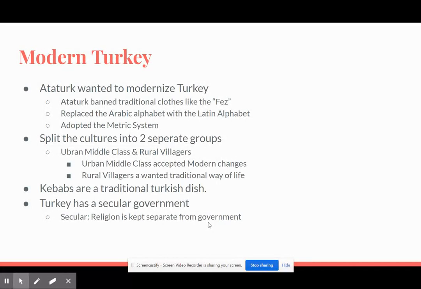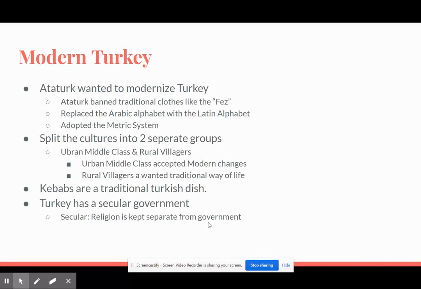This split the cultures into two separate groups, the urban middle class and the rural villagers. We talked about this last week. The urban middle class accepted the modern changes. So if you went into the urban middle class, you might see people who are dressed more modern, or their businesses might be more modern, or their jobs and the way that their houses look and things like that. Where rural villagers wanted a traditional way of life. So if you went out into the country, you might see people in more traditional dress, traditional clothing.